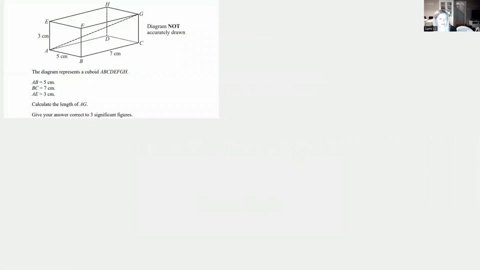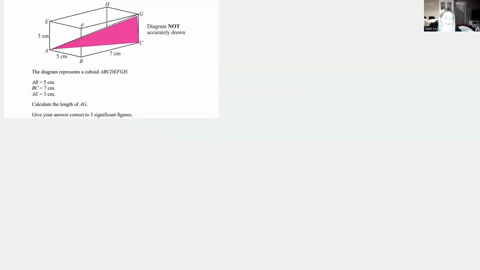This is the first question. So we've got a cuboid in front of us and we've been given some sides already. We need to calculate the length of AG, which they've shown us is dotted through. Now, this is quite a nice question because even though we've got the line across, we actually have a right angle triangle, which I'm going to show you now. So all I've done is covered it in pink, just nice and pretty.